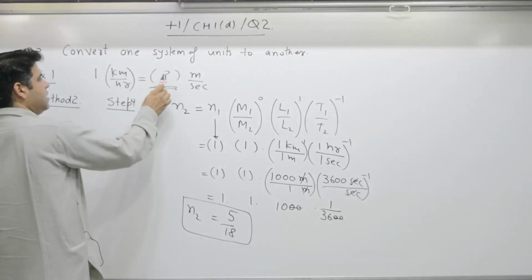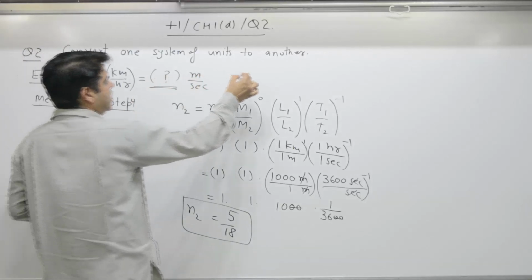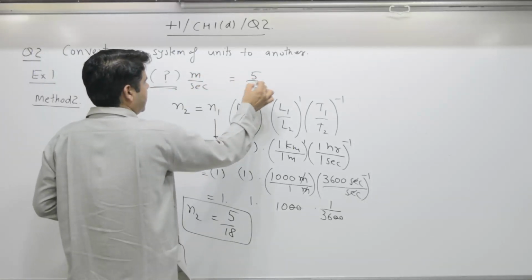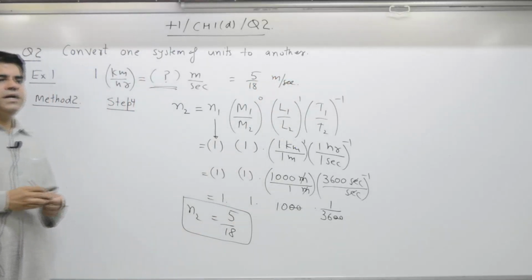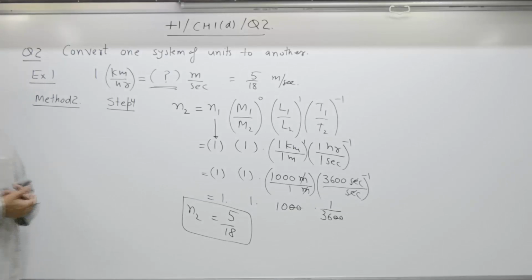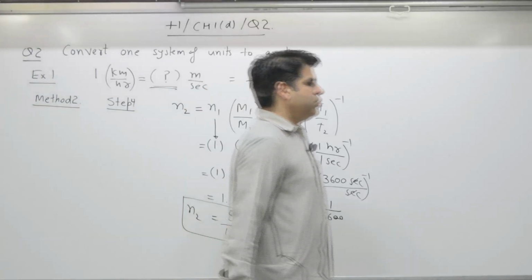1 kilometer per hour is equal to how much? 5 by 18 meter per second. The second method is by dimensions. 2 minutes to complete.